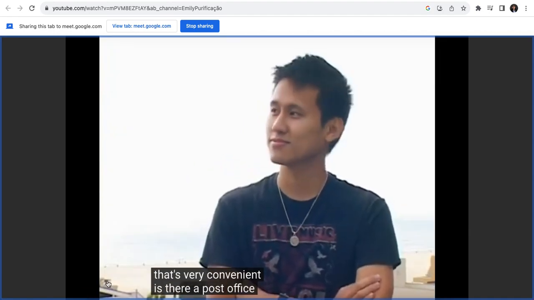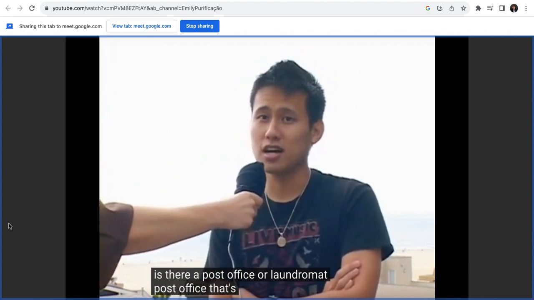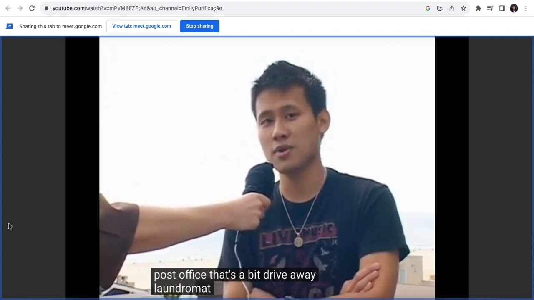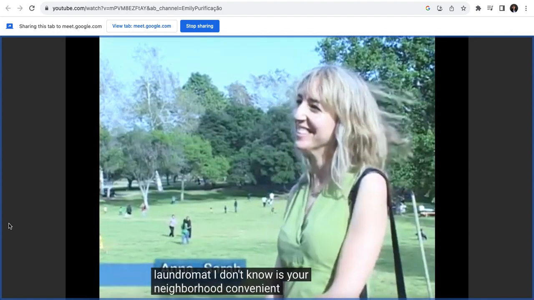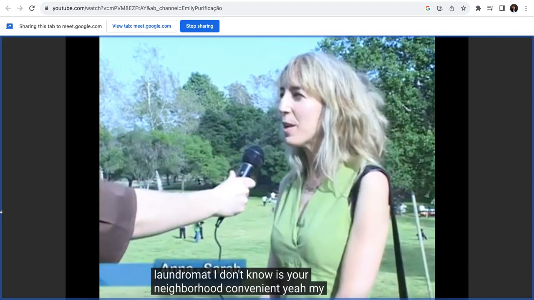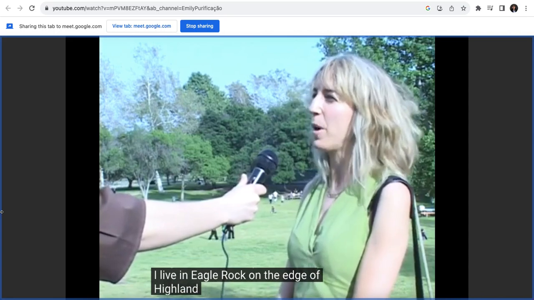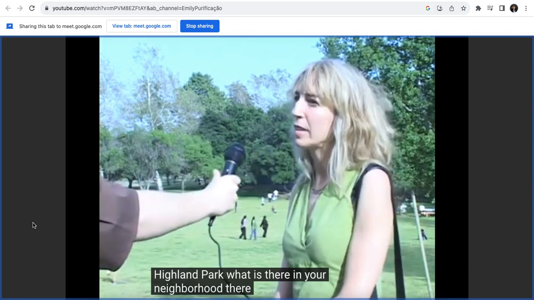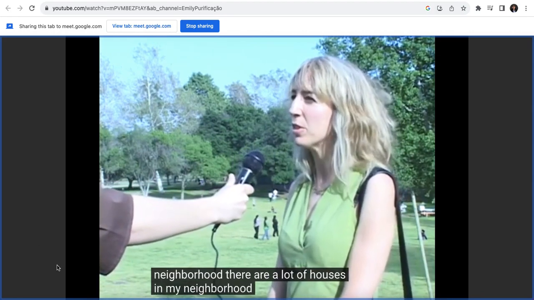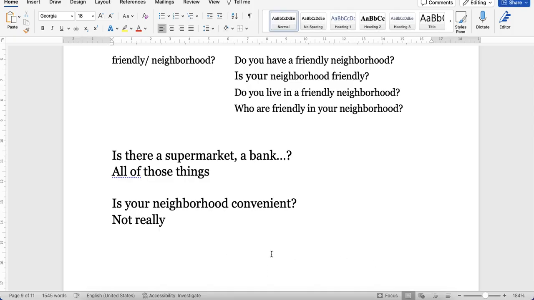Is there a post office or laundromat? Post office, that's a bit of a drive away. Laundromat, I don't know. Is your neighborhood convenient? Yeah, my neighborhood's very convenient. I live in Eagle Rock on the edge of Highland Park. What is there in your neighborhood? There are a lot of houses in my neighborhood. That is a good expression, right?